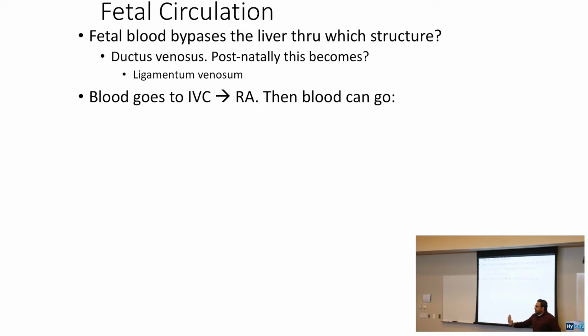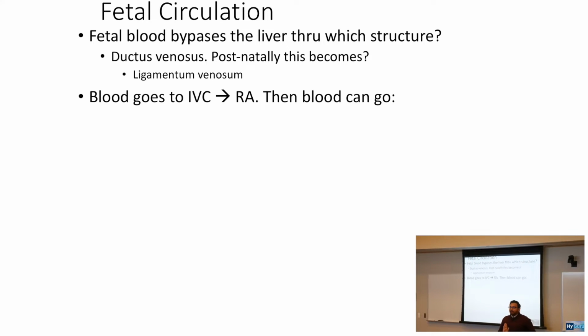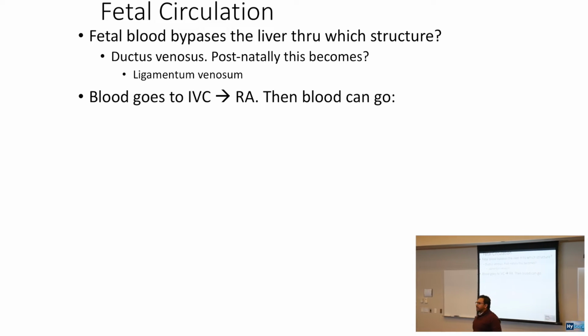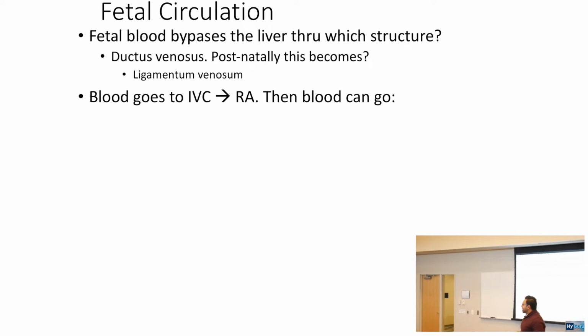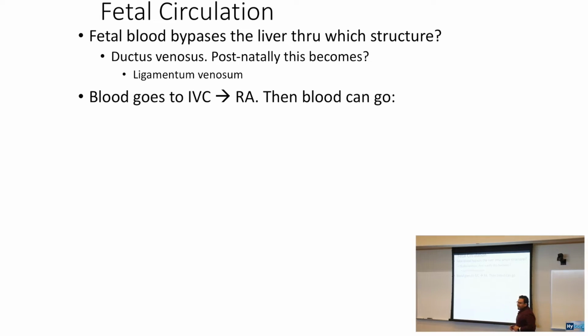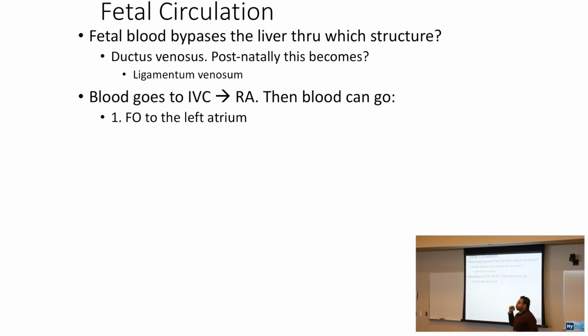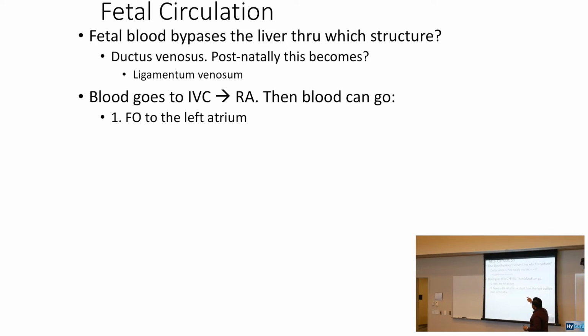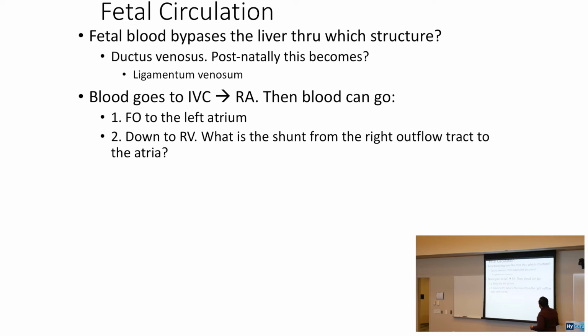Now, you've bypassed the liver. Now the blood is coming up the inferior vena cava, and it's going to plop into the right atrium. This is kind of like those choose your adventure stories back in middle school and a little bit of elementary school. From the right atrium, the blood can go one of two directions. Either it can go through the foramen ovale into the left atrium, or it can go from the right atrium down to the right ventricle.